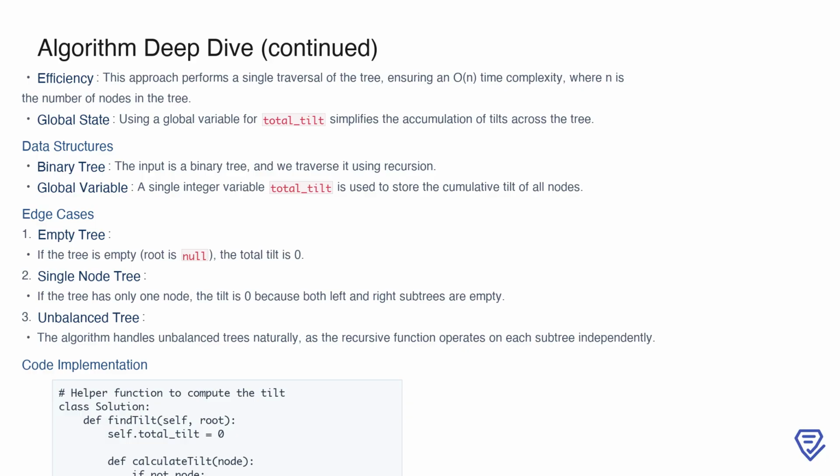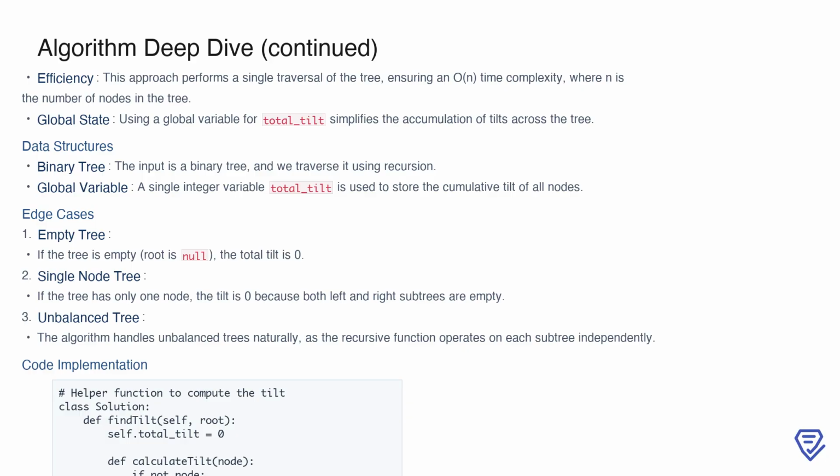Now, let's consider some edge cases. If the tree is empty, meaning the root is null, the total tilt is simply 0 because there are no nodes to process. For a single node tree, the tilt is also 0, as both the left and right subtrees are empty. Finally, the algorithm naturally handles unbalanced trees, as the recursive function processes each subtree independently. This ensures that the solution is robust and works for all tree structures.